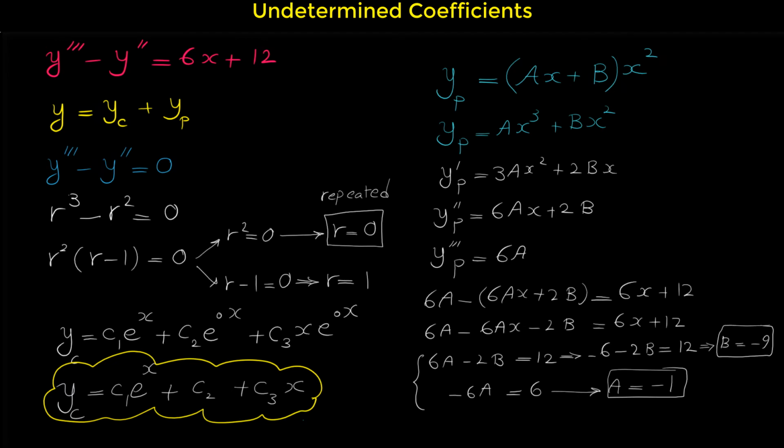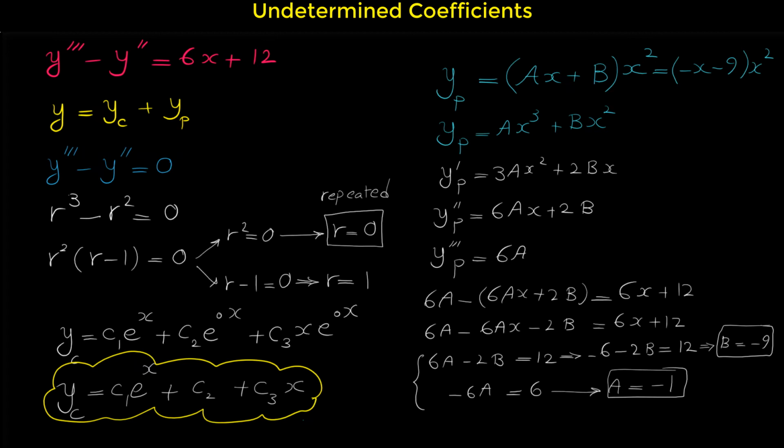Now that we have the values of a and b, the particular solution can be written as negative x plus b, negative 9, times x². So this is the particular solution of this differential equation, which if we add to the complementary solution, we can find the general solution. Y is the general solution.